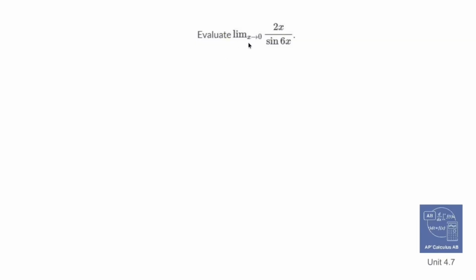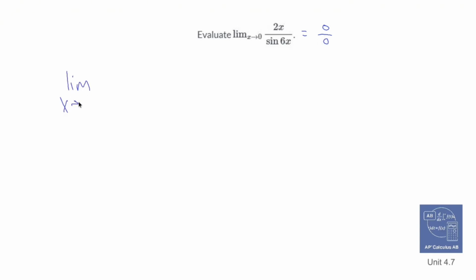Evaluate the limit as x approaches 0 of 2x over sine 6x. Well, if I plug in 0 in the top, I get 2 times 0, which is 0, no good. If I plug it in on the bottom, I get sine of 6 times 0, which is sine of 0, which is 0. That's indeterminate. That's also no good.